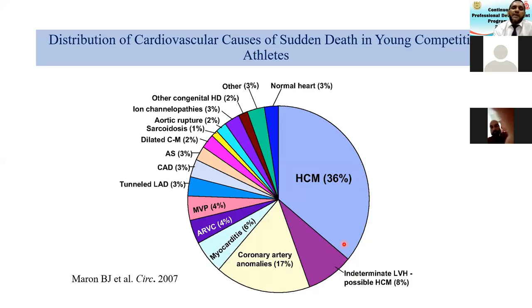Other conditions include intermediate hypertrophy, where the question is whether it falls into physiological hypertrophy or hypertrophic cardiomyopathy, and then myocarditis, arrhythmogenic cardiomyopathies, mitral valve prolapse at about 4%, tunnel LAD, coronary artery disease, aortic stenosis, aortic rupture, ion channelopathies like Brugada and long QT syndromes, which we will discuss a little later, and other congenital disorders. These are the common findings from a large number of studies from the US.